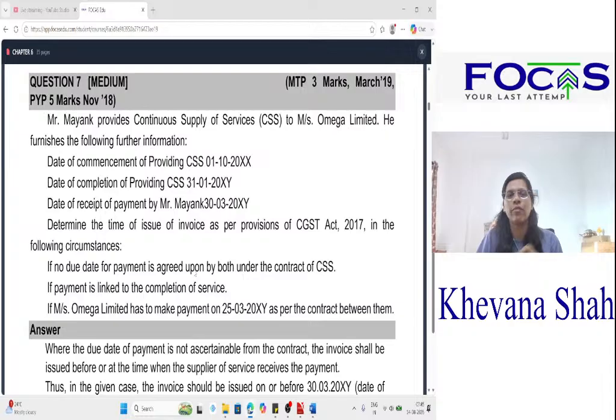If no due date for payment is agreed upon by both under the contract, or if payment is linked to the completion of service, and if M/s Omega Limited has to make payment on 25th of March as per the contract. Please try to find the answer for this. Write down the dates and try to identify.